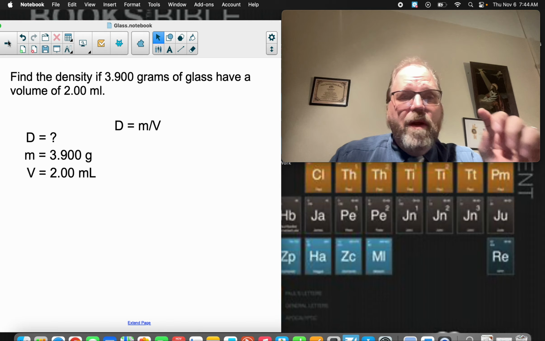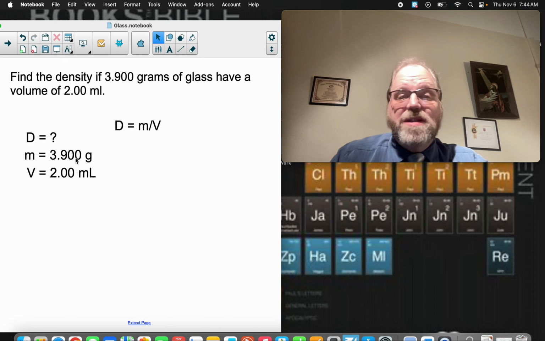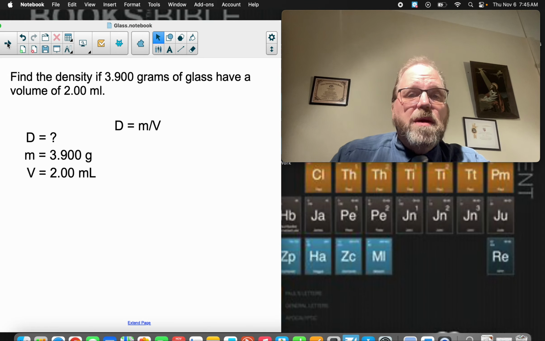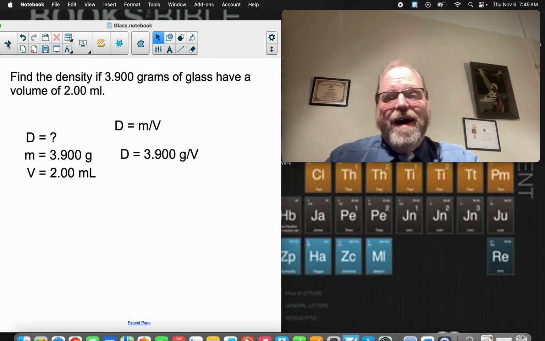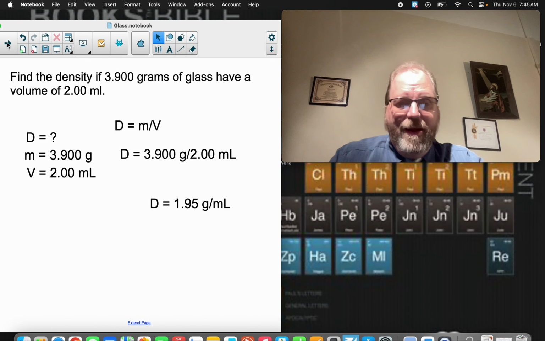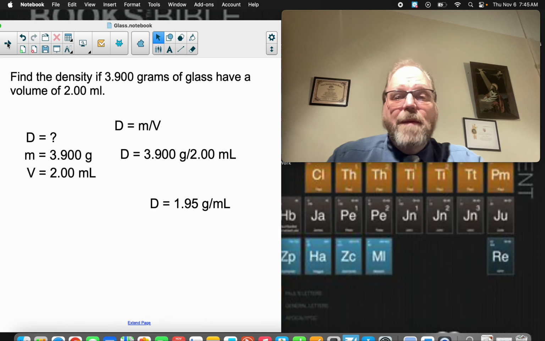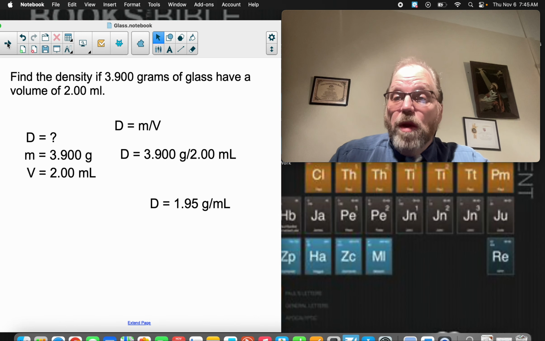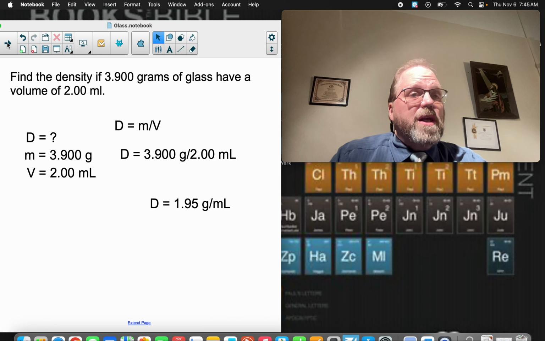D is unknown, mass is 3.900 grams, volume is 2.00 milliliters. Plug those in, divide those through. When we do, we get 1.95 grams per milliliter. Grams per milliliter are the units for density.